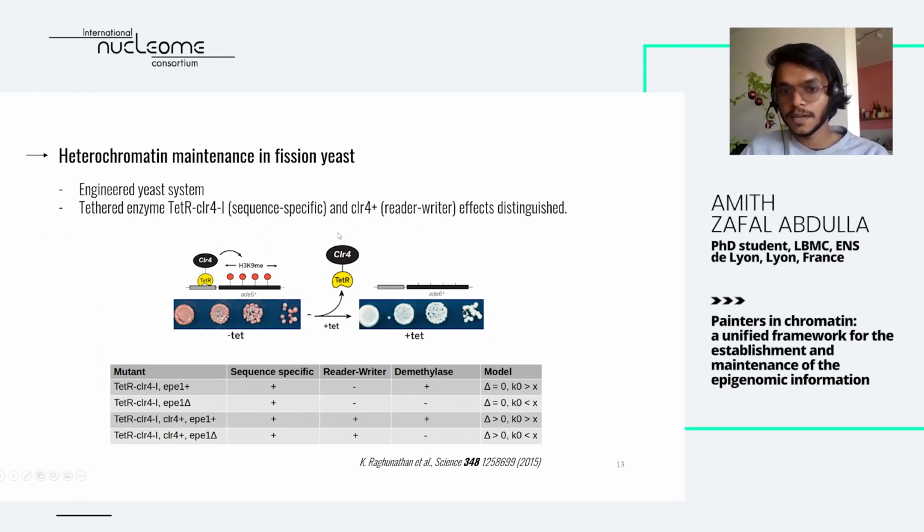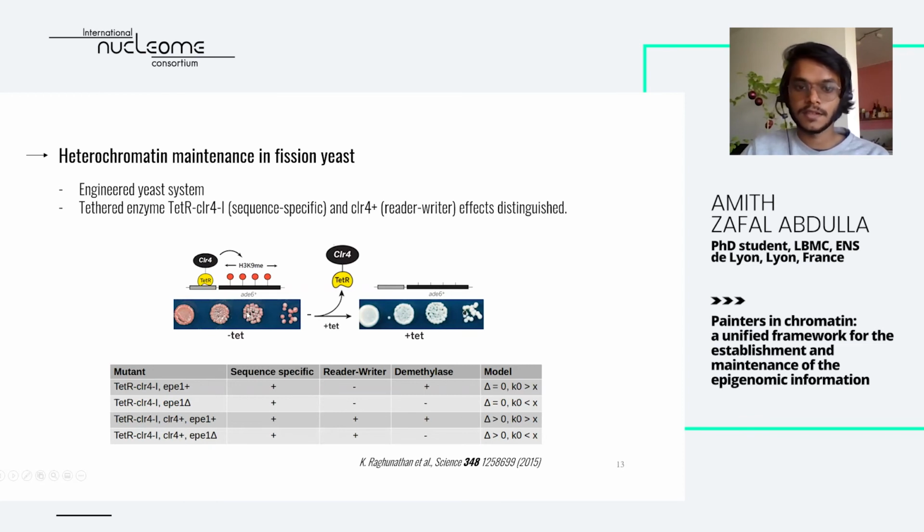The enzyme unbinds, and then the other processes like nucleosome turnover, replication, and enzymatic removal of marks remove these methylation marks, and the region becomes active, and we have an active phenotype. So this is the system, and they study this system for 4 different mutants.